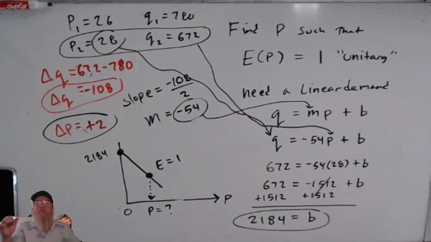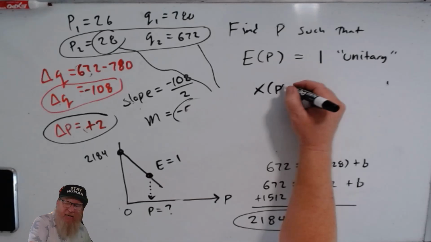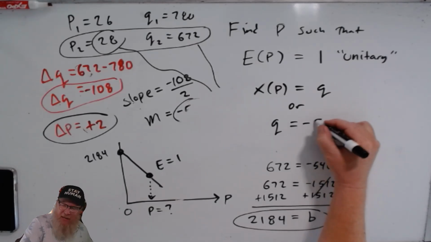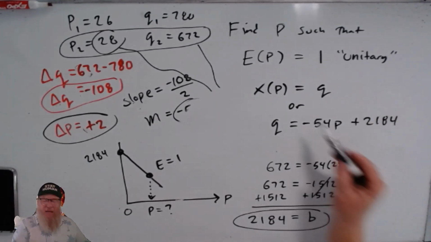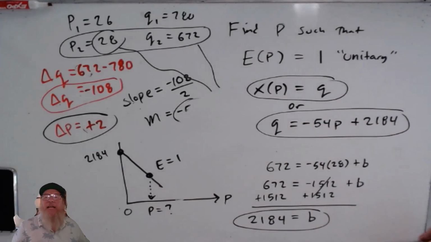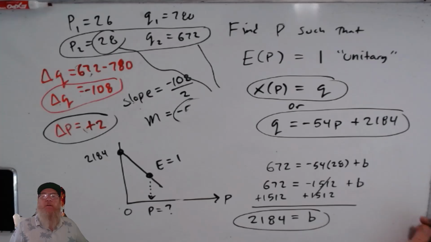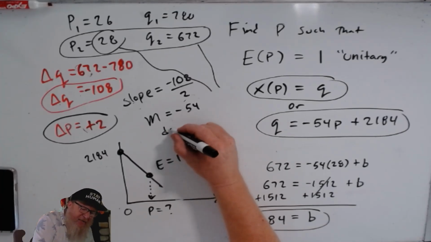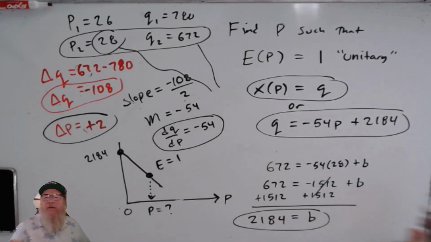All right. So now I have a demand function. X of P is equal to Q. Or I could say Q is equal to negative 54P plus 2184. These mean the same thing. This is the function notation. This is just the standard linear line notation. These mean the same. All right. And then my slope M is negative 54. That's my dQ/dP.